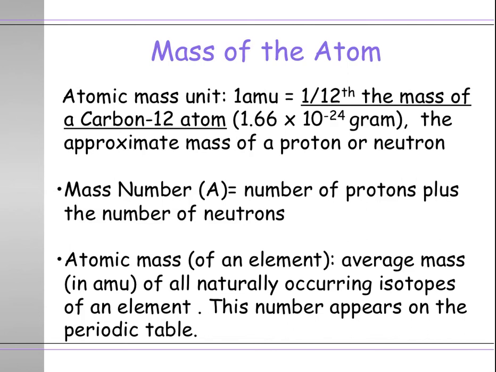The mass number is represented by the capital letter A. It equals the number of protons plus the number of neutrons. And finally, we have the atomic mass of an element, which is the average mass in AMU of all naturally occurring isotopes of an element. This number appears on the periodic table. So the number on the periodic table is the average of isotopes. It's not of one particular atom. And our textbook does describe the difference between mass number and atomic mass very well, so we will take a look at that in class.